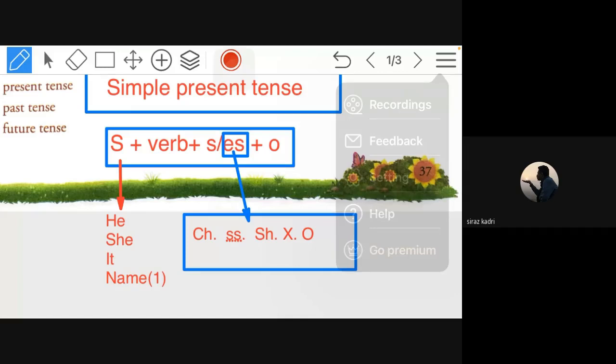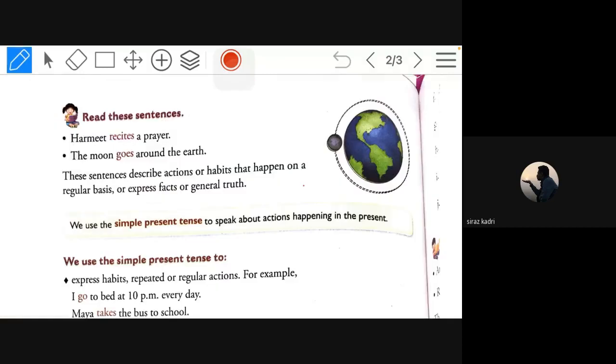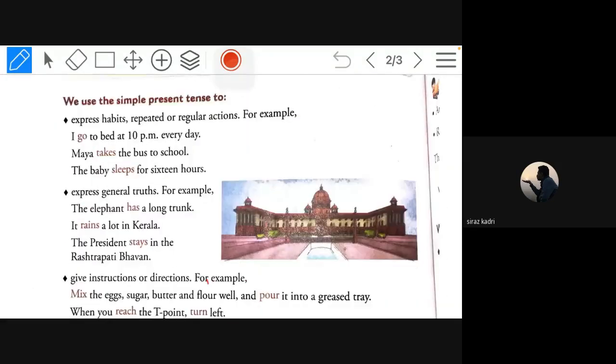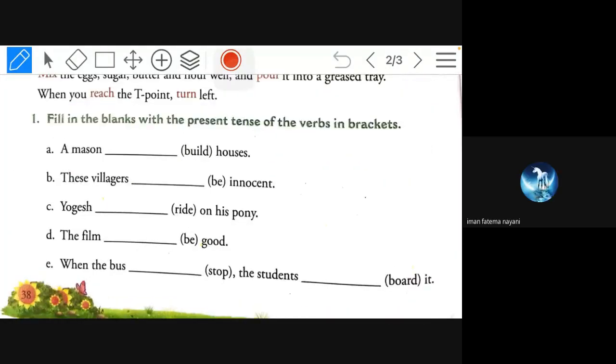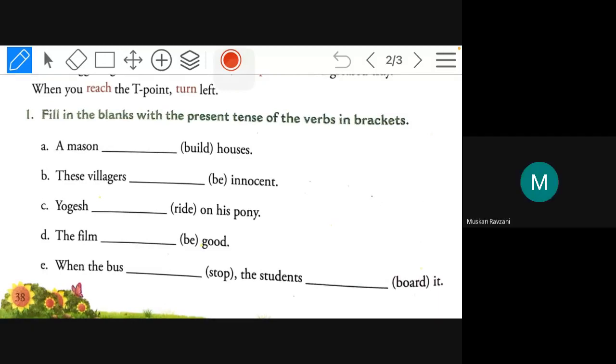Okay, now I'm going to change the page because we don't have much time. If you have left, you can watch the video lecture again. Sir, can I tell Muskan? Yes, sir. Sir, can I tell Kul? Okay, can you all mute your mic?